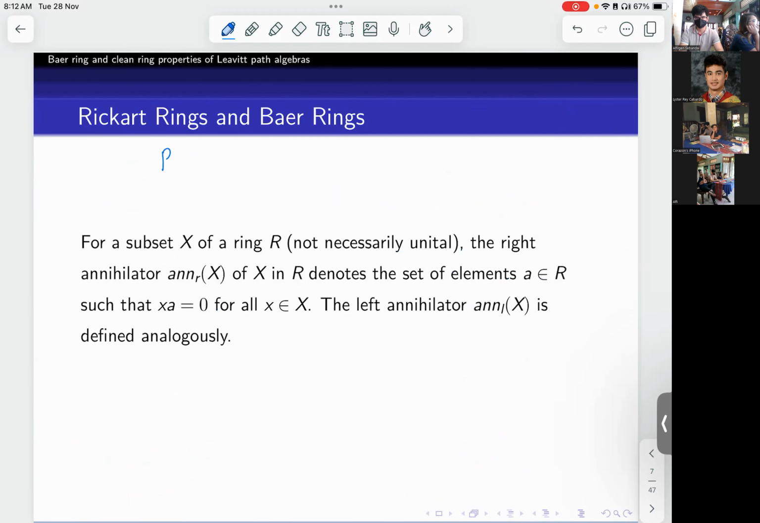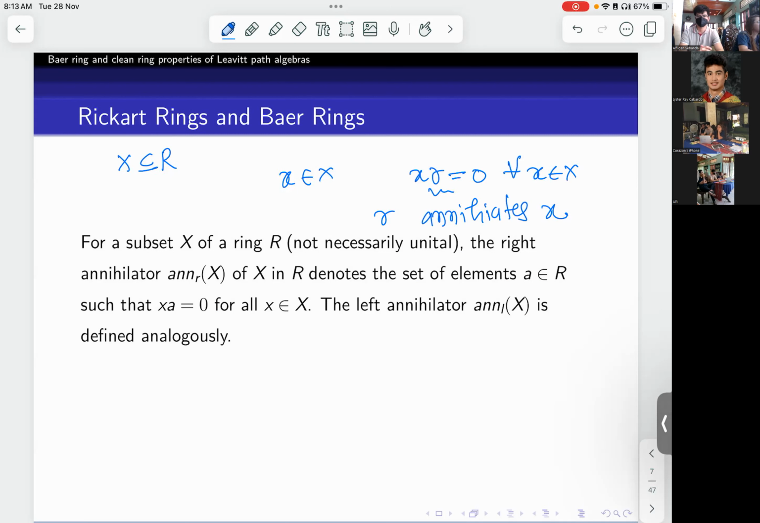So fix a ring R, let X be a subset of R, and consider the right annihilator of the set X. If you have an element x coming from X, we want to annihilate it from the right. So xr is 0 for all x belonging to X. Then we say that r annihilates X, and since r lies on the right side, we say that r is a right annihilator of X. Similarly, if rx was 0, we would say that r was a left annihilator.